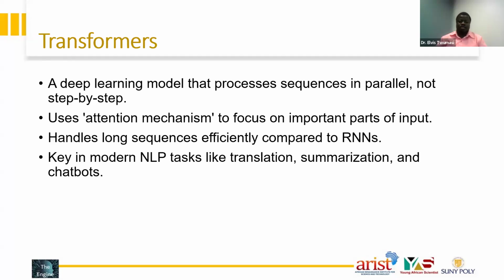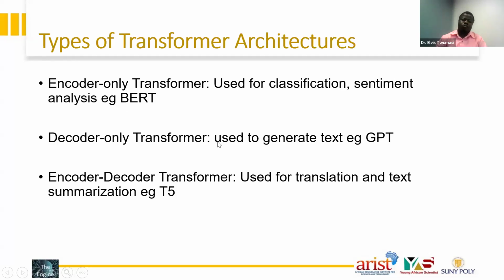I'm sure when you learn transformers, you'll get to know how they work. It's dealing with the issues of RNNs, and we use them for translation, for example if you want to translate from English to French, and also for summarization, chatbots and all those things. These are all based on transformer models. Transformer models, we have different types.